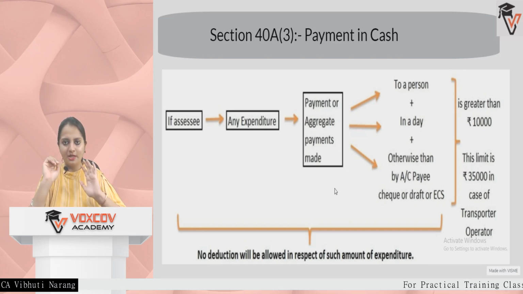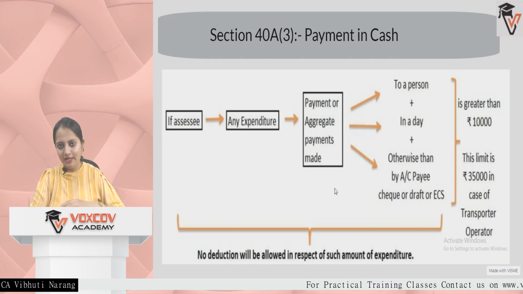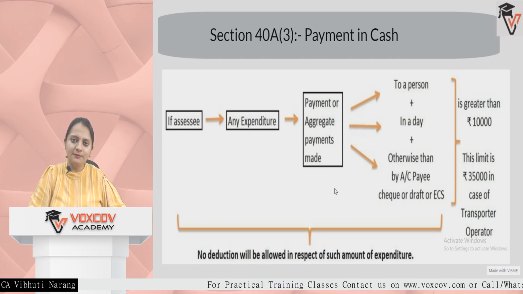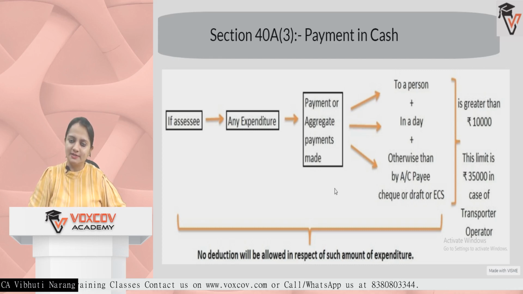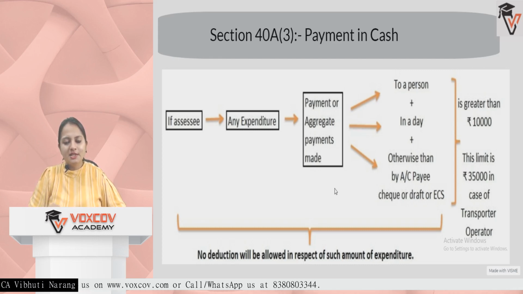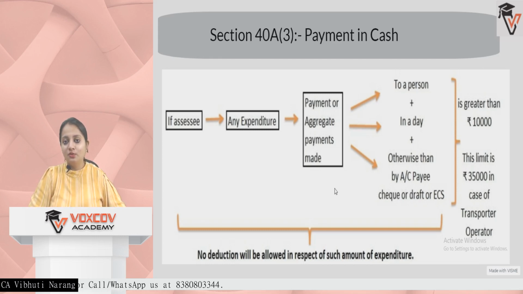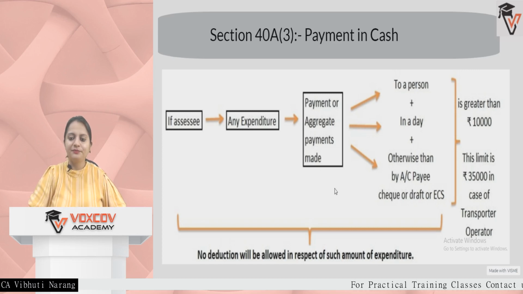You can do the payment in cash. Other than that, or over and above that, you have to make it through the normal account payee cheque or a draft or electronic clearing system. Now, this limit is enhanced to 35,000 in case of goods transport agents. So goods transport companies or transport operators can in a day transact up to a value of rupees 35,000.